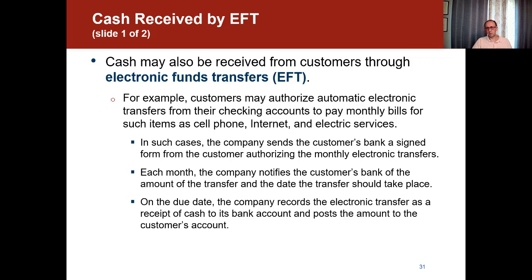In such cases, the company sends the customer's bank a signed form from the customer authorizing the monthly electronic transfers. Each month, the company notifies the customer's bank of the amount of the transfer and the date the transfer should take place. On the due date, the company records the electronic transfer as a receipt of cash to its bank account and posts the amount to the customer's account.